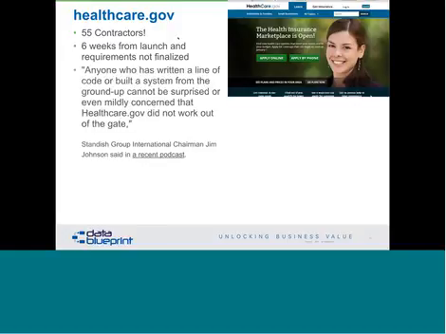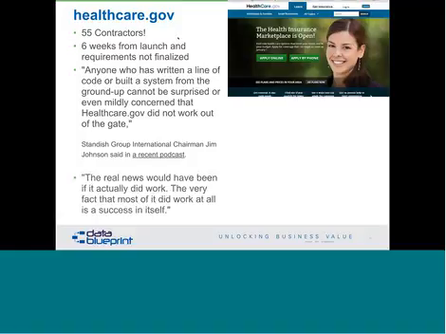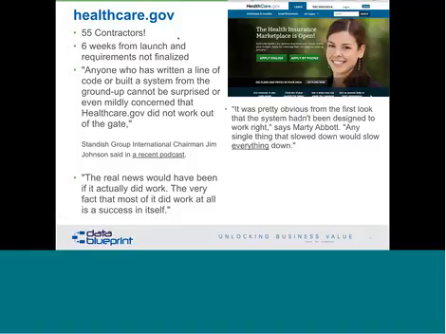In fact, Standish Group Chairman Jim Johnson said anybody who's written a line of code or built a system from the ground out can't be surprised or even mildly concerned that healthcare didn't work. Real news would have been if it actually did work. The fact that it ended up working was success in and of itself.